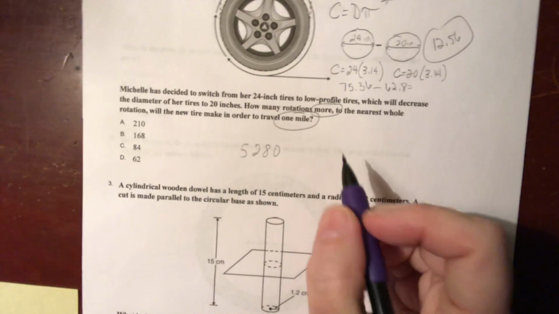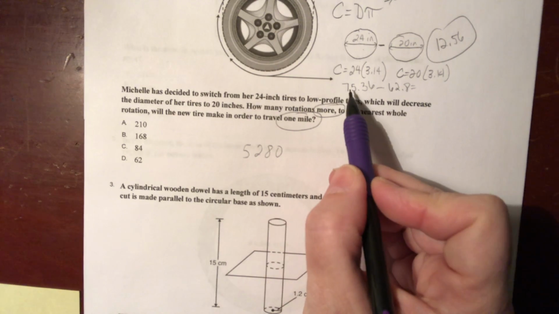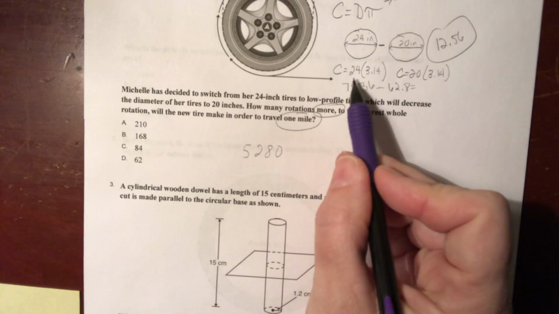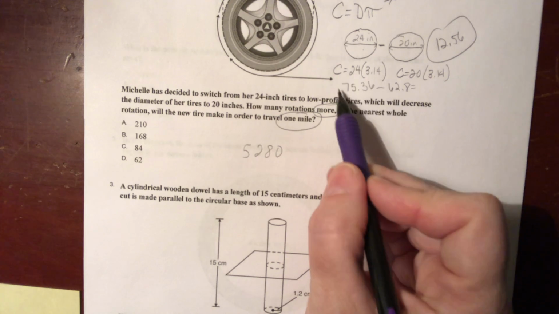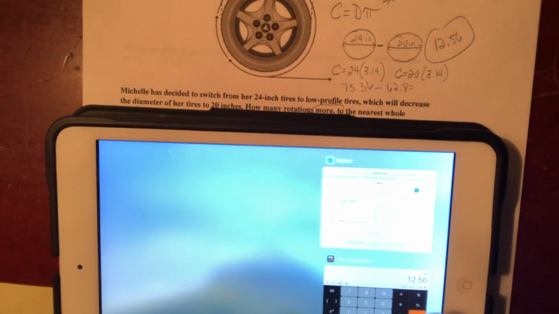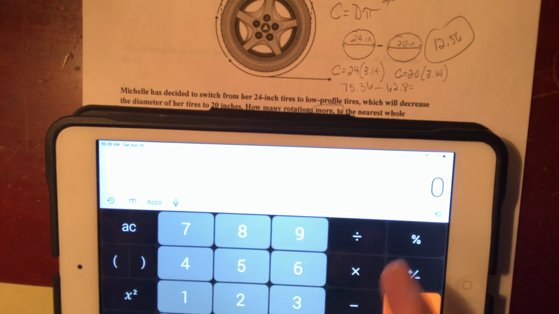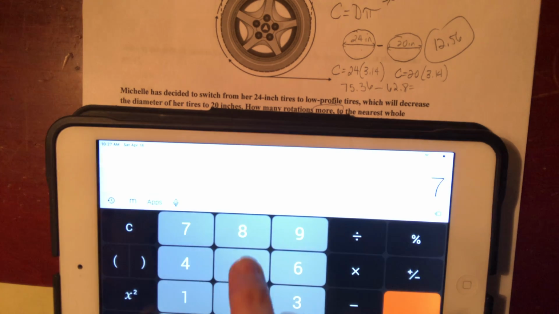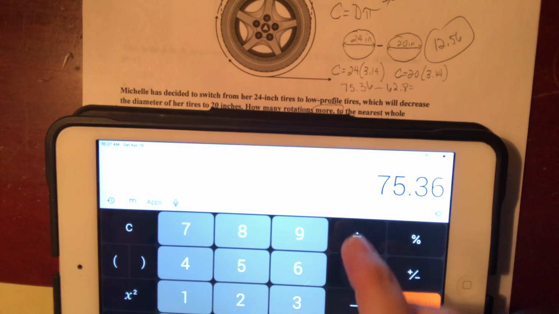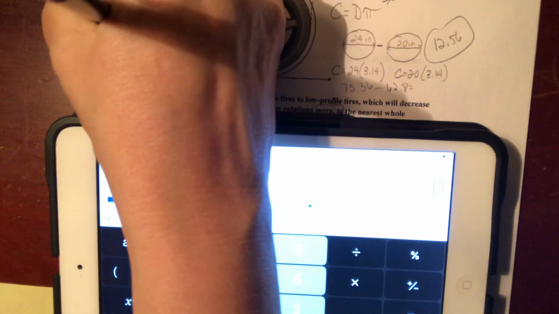So I guess probably what we should do here is this is feet. This is inches. That's all inches. Okay, so let's turn 75.36 into feet. Get my calculator back. So I'm going to divide by 12 to make that feet. So that's 6.28 feet. That's for the big tire.